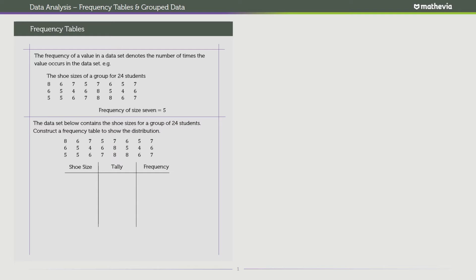Okay, so shoe sizes, we have size 4, size 5, size 6, size 7, and size 8. Now we need to obtain the frequency. First we start with size 4, and we need to look to see how many times 4 occurs in the data set. If you do this, it's actually quite stressful to start looking to see how many times each of the numbers occur, and that is why we use the tally system.